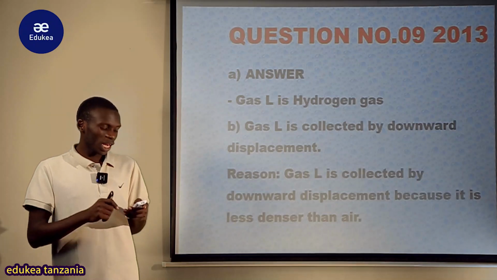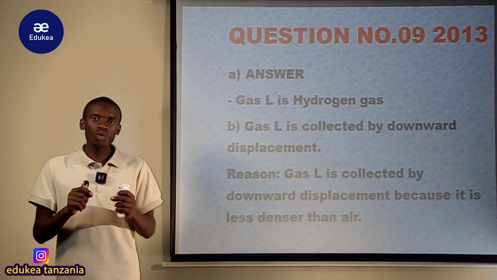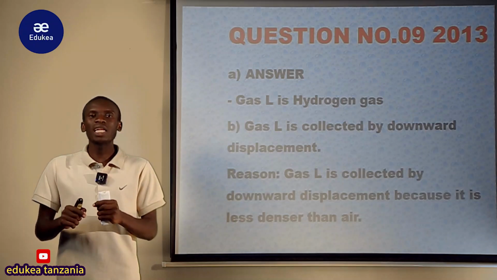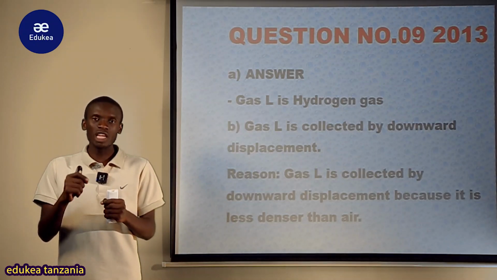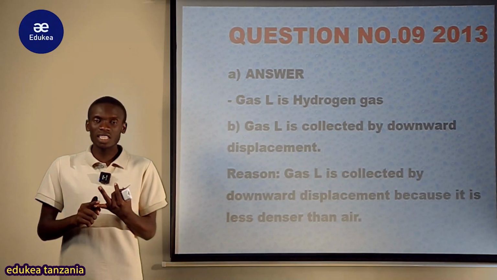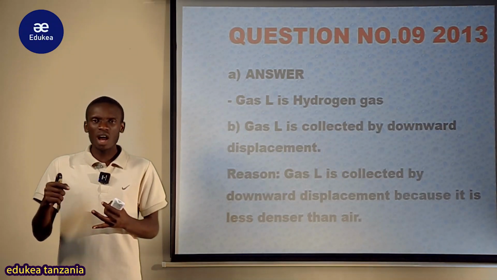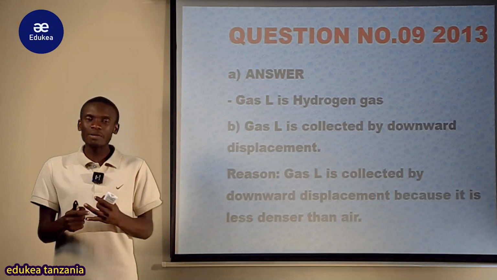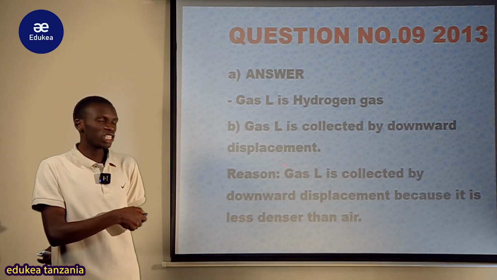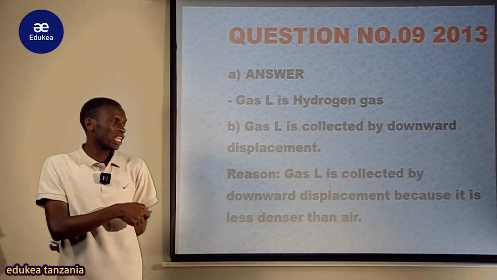And also number B, a student is supposed to give the method on which gas L can be collected, kwamba gas L itakuwa collected na way ipi, na method ipi. So hydrogen gas, we know it is less dense than air. Then if it is less dense than air, it is collected by downward displacement. Hiyo ndio ilikuwa jibu la kwanza. The method is downward displacement.